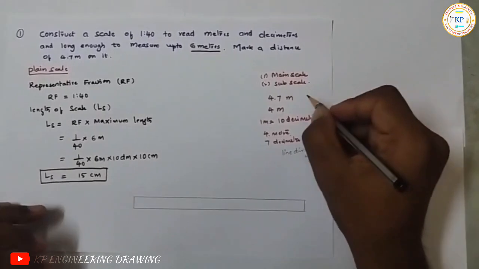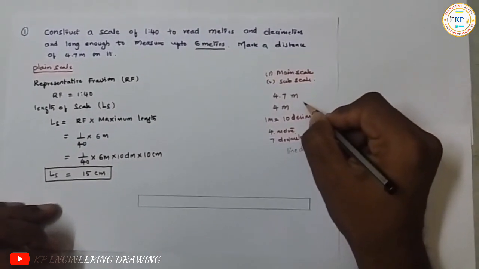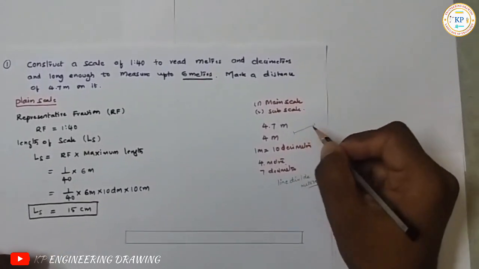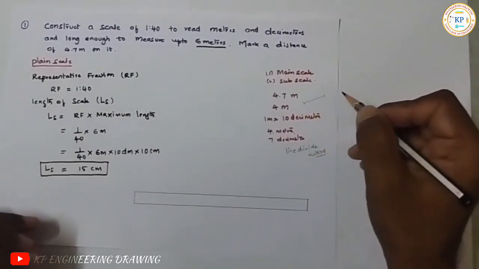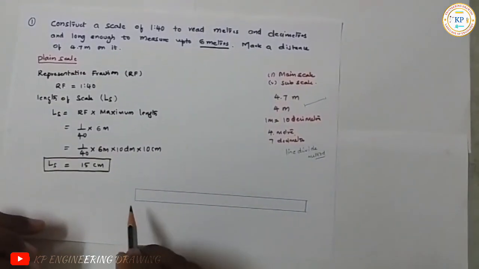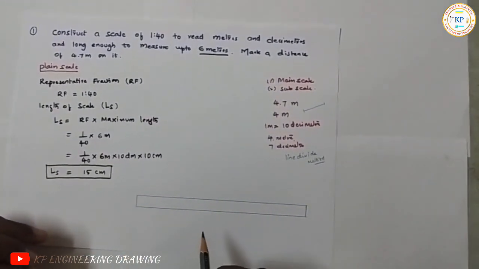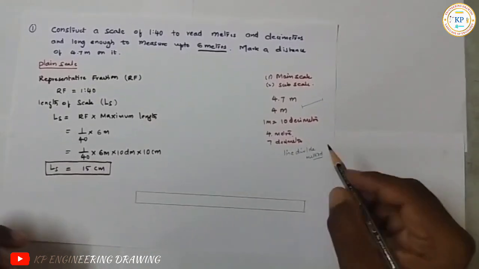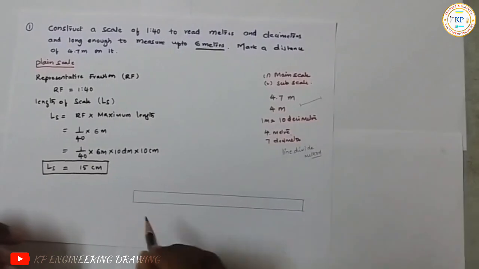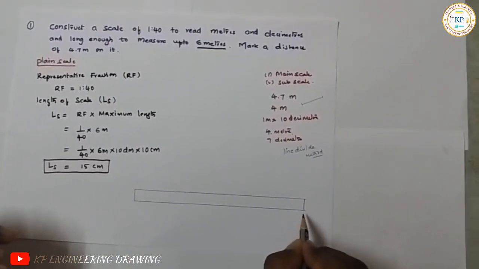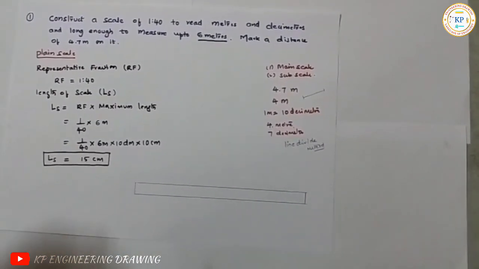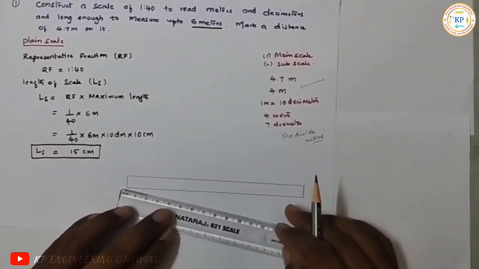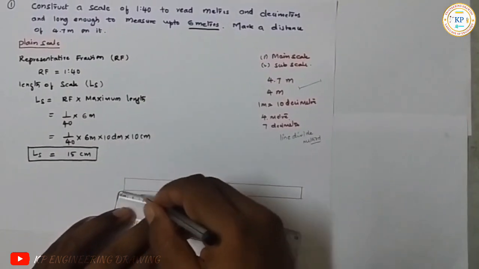So for example, if you want to divide a 50 centimeter line, we can directly draw 5 parts of 10 centimeters. But here we have 15 centimeters and we have to divide that into 6 equal parts, so we cannot exactly divide that. That's why we are using the line divide method for dividing this length of scale, 15 centimeters, into 6 equal parts. So take an inclined line, less than 45 degrees.